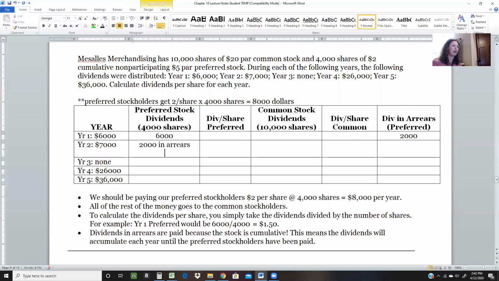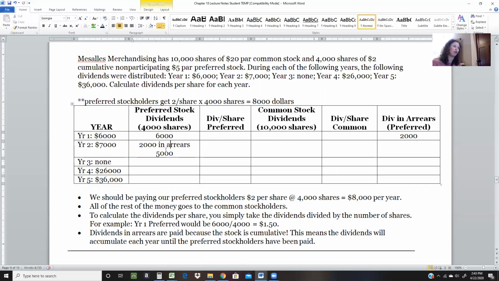And then I need to give them $5,000 for the current year because I have $7,000 to give out. And first I have to take care of my arrears. And then I would need to give them 8, but I only gave them 5 for the current year. So this year, I wish I had 8, but I only had 6, so I have 2 in arrears.